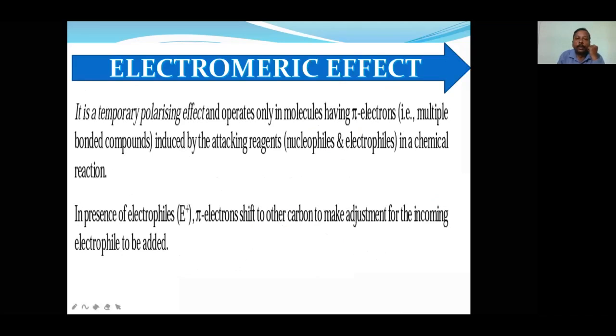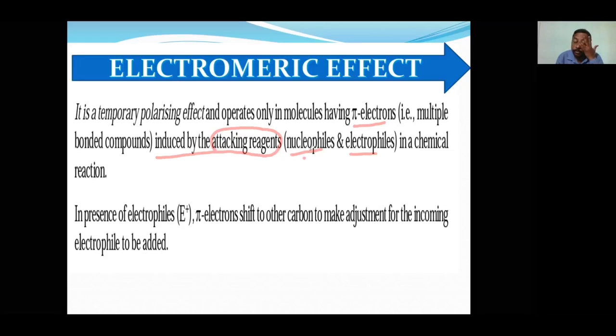Okay, next: electromeric effect. As of now, whatever we have studied, hyperconjugation, resonance, and inductive effect, are all permanent effects. But the electromeric effect is a temporary effect. Temporary means it takes place only under a certain condition. It operates only in a molecule having pi electrons, induced by an attacking reagent. It will work only in the presence of reagents. Reagents are of two types, electrophile and nucleophile, so they are there in the definition itself.